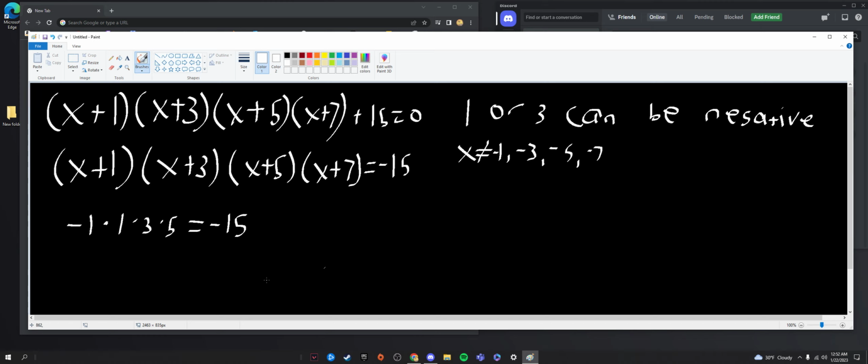Can't be negative 5, so we're going to try negative 6. This gets us negative 5 times negative 3, times negative 3, times, what are we at? Was it negative 1? Yeah. Negative 1 times 1. This also gets us negative 15. Now, as far as I know, these are the only 2 real numbers that we get: x equals negative 2 and x equals negative 6.